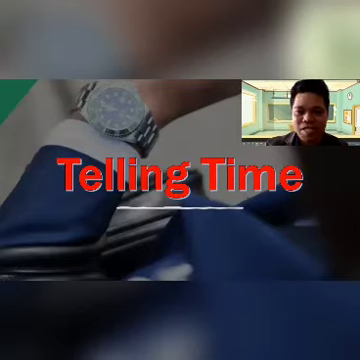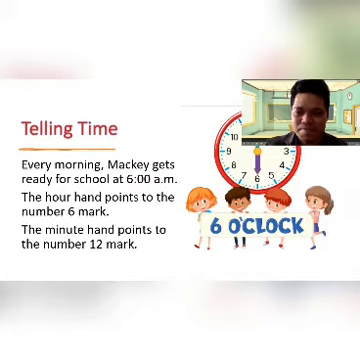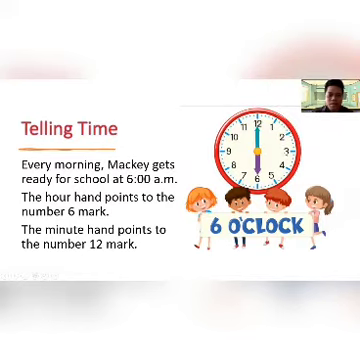Now, we will start to discuss how to tell the time. Every morning, Maki gets ready for school at 6 a.m. The hour hand points to the number 6 mark. For you to see it clearly, let me show you the picture. The hour hand points to the number 6 and the minute hand points to the number 12. How can you read that? That's right. It's 6 o'clock.